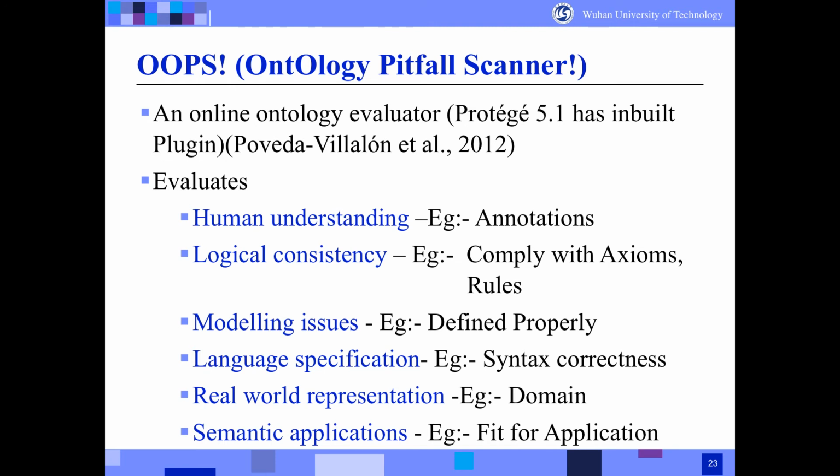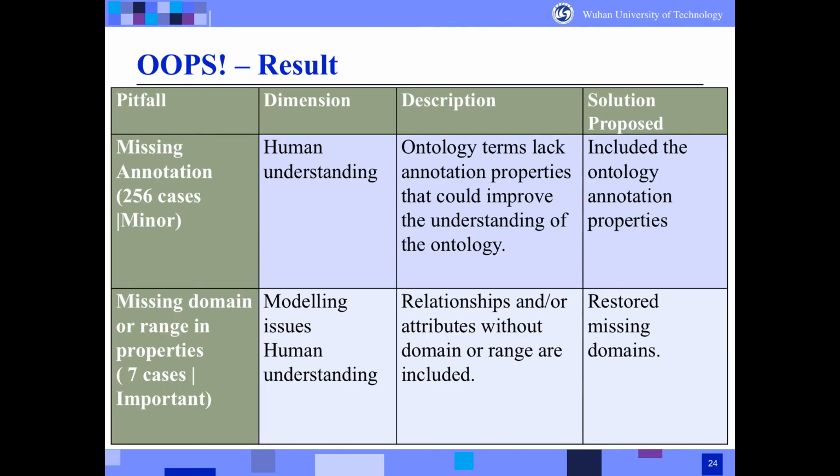So that evaluates 6 things inside the ontology: human understanding, logical consistency, modeling issues, language specification, real world representation, semantic applications. So for example, the first time I did my OOPS scanning, I got some errors here. You can see missing annotation is one example. I got 256 cases because I didn't include any annotation properties for each and every concept described in my ontology. It is a very minor case, but anyway it has found 256 cases there.